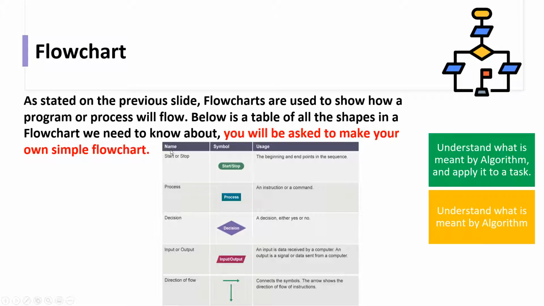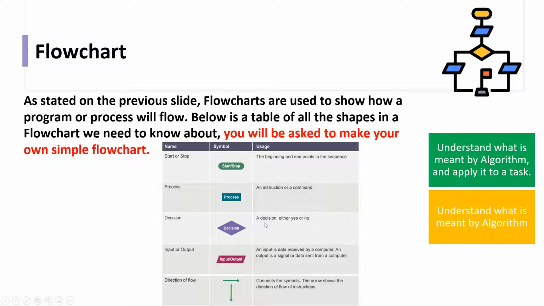If we start at the top, the first one is called start and stop, and the symbol is like a rectangle but with rounded edges. You put this at the start and end of a flowchart. The process is just a little rectangle, and it's an instruction or command that says, "You're going to do this," or "I'm doing this."